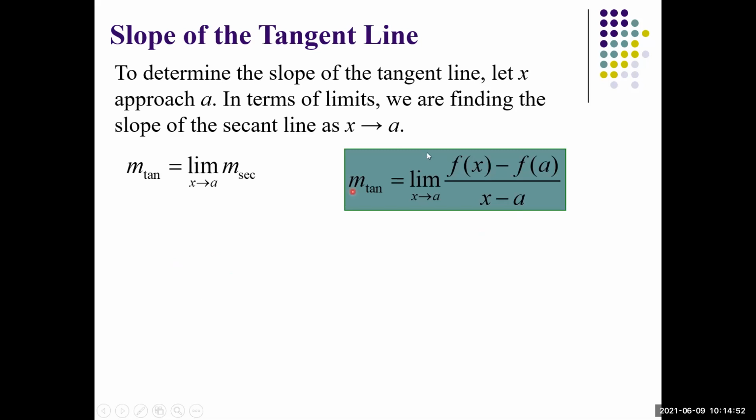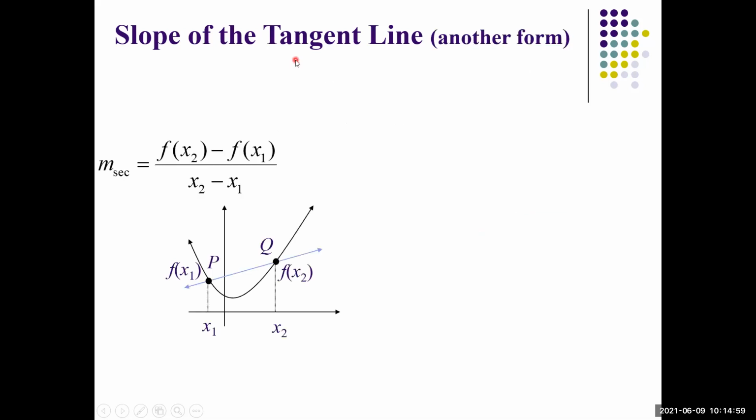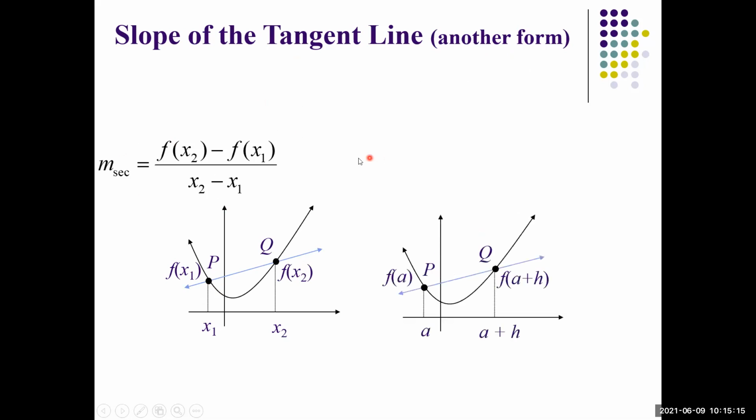Okay, so this is one form of the formula. We have another form. Let's go back to the original secant formula: x1, x2, f of x1, f of x2. So it's the slope of the secant. Now this time, I want to replace x2 with A plus h. Let me explain a bit here.